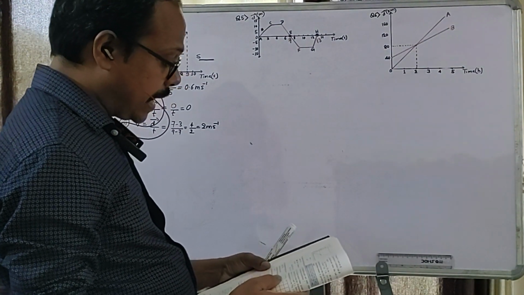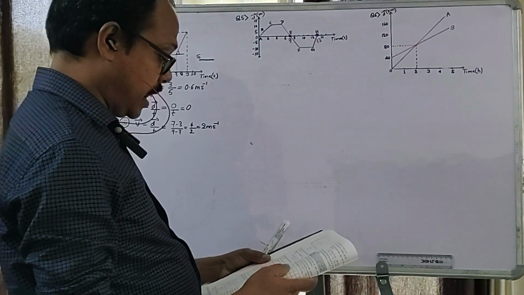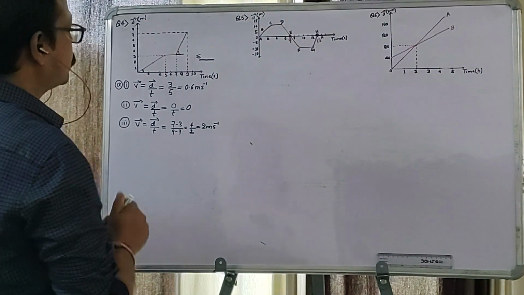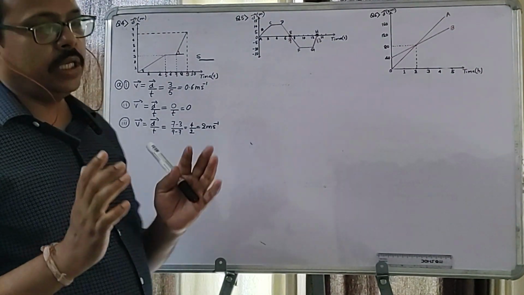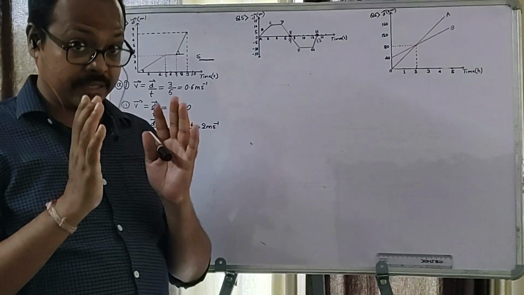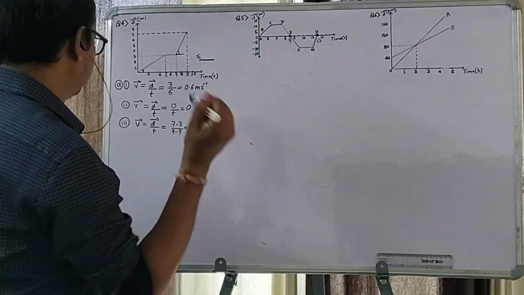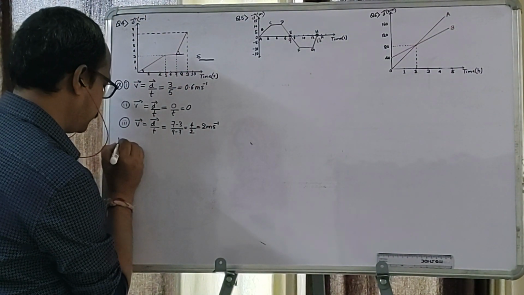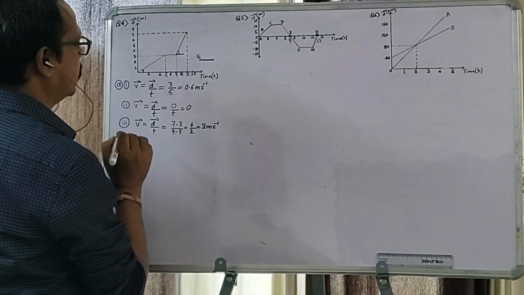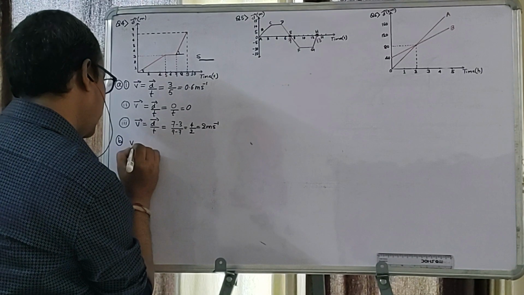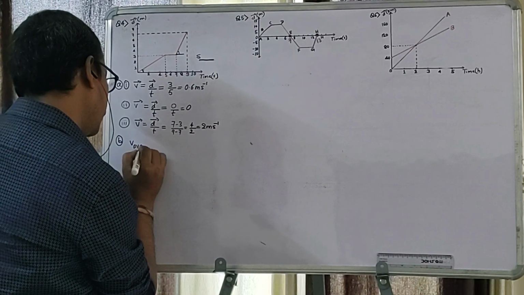It is asking us to calculate the average velocity during the time interval 5 second to 9 second. They are asking us to calculate the average velocity from 5 second to 9 second. So it's the B part. We have to calculate average velocity. Right? So V average, we will calculate average velocity.